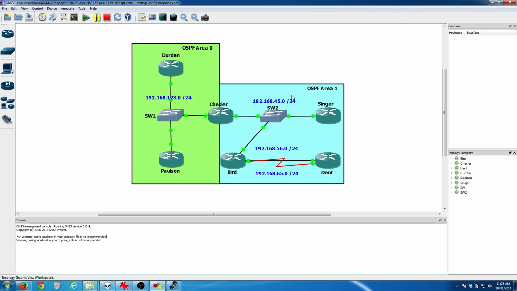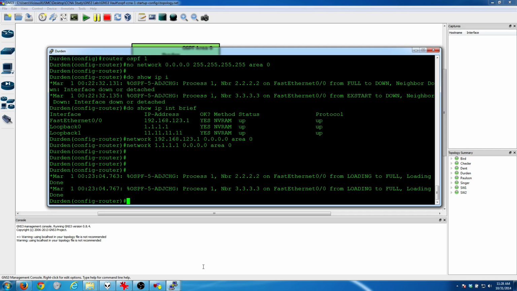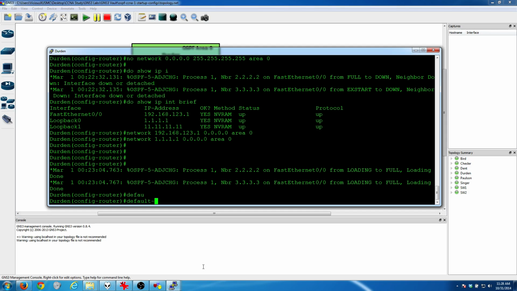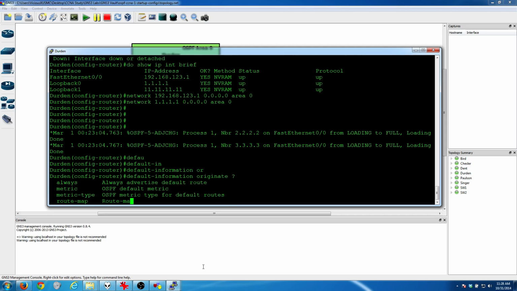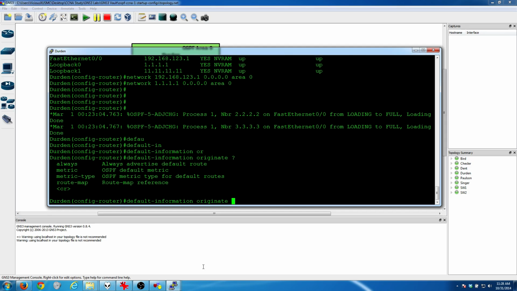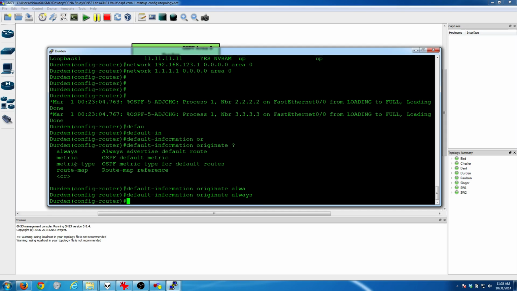So what they want us to do is go over to Durden and add a default route. You do this with default-information originate. This is basically saying if I have a default route, I want you to add it to OSPF with me as the source. We don't have any default routes set up on this router, so we have to use the keyword always. It basically says, make me the default route for everybody else in this OSPF environment, even if I don't have a default route. So we'll type that in.